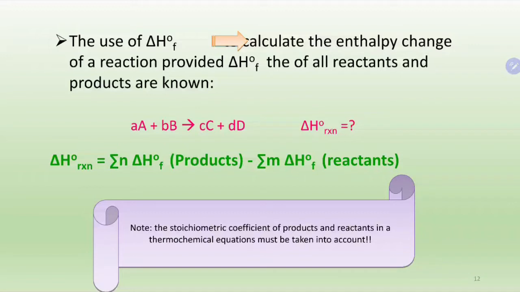Enthalpy of formation, delta HF, at standard condition can be used to calculate enthalpy change of a reaction provided that the enthalpy of formation of all reactants and products are known. The formula is shown below. The enthalpy of reaction is equal to the sum of enthalpy of formation of all the products minus the sum of enthalpy of formation of all the reactants. Please note, the stoichiometric coefficient of products and reactants in the thermochemical equation must be taken into account.